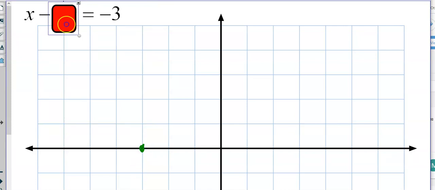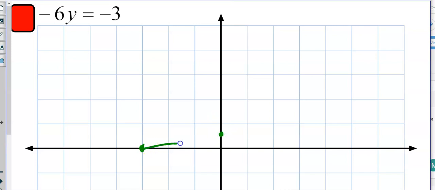And then I'm going to cover up the x to find the y-intercept. So negative 6y equals negative 3. If you divide by negative 6, y equals positive 1/2. So it looks like my point is right about there, and I can draw my beautiful graph. So something like that.